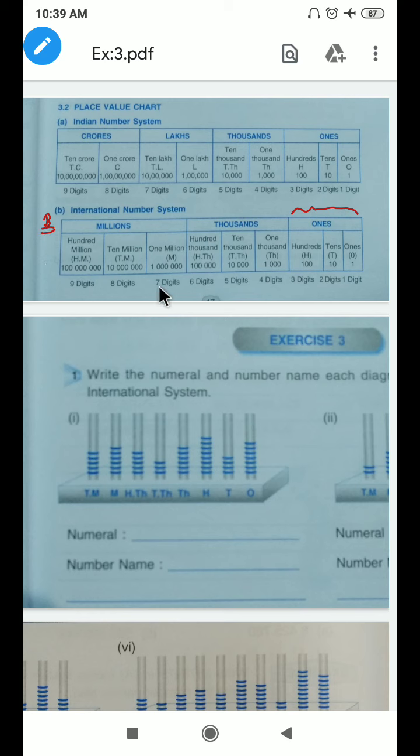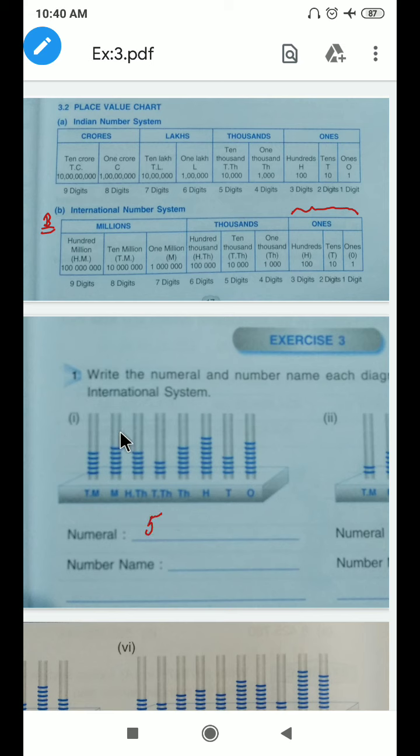Okay. Now let's see one example. Question number 1. In question number 1, exercise 3, there is given this is one room, 10, 100, 1000, 10,000, 100,000, then million, then 10 million. So in 10 million room, how many rings are there? 1, 2, 3, 4, 5 rings are there. So write here 5.